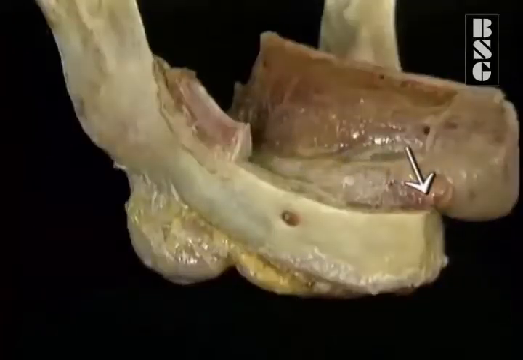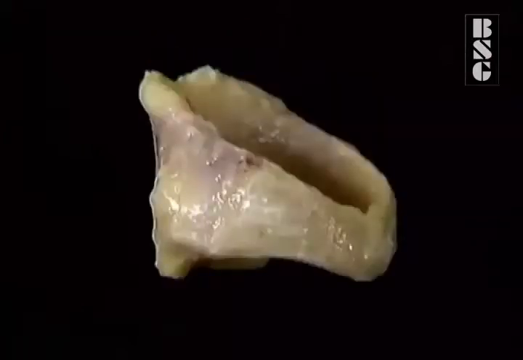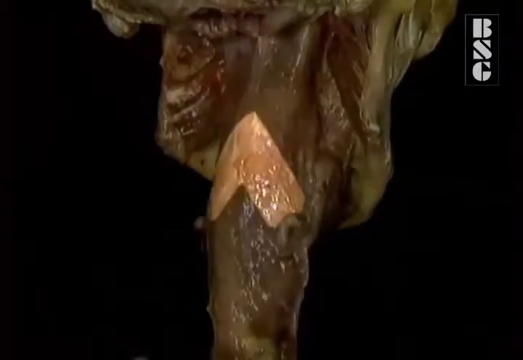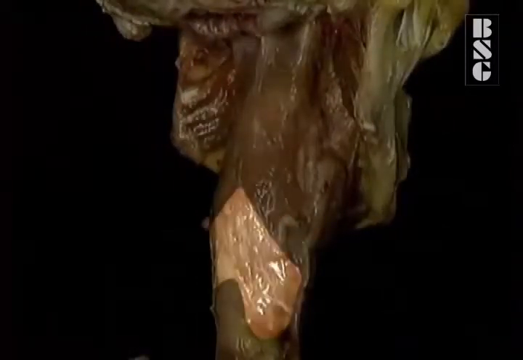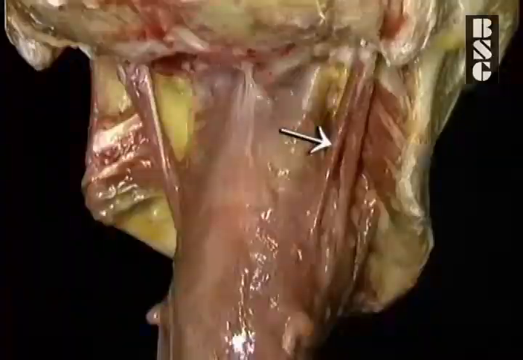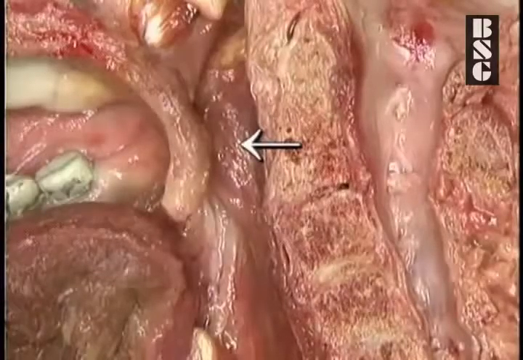Here's the sublingual gland. Here's the thyroid cartilage. Here's the cricoid cartilage. Here are the superior constrictor, the middle constrictor, and the inferior constrictor. Here's styloglossus and stylopharyngeus. Here's palatoglossus and palatopharyngeus.